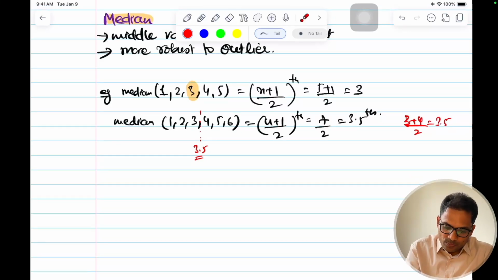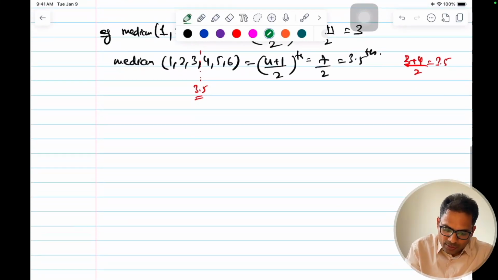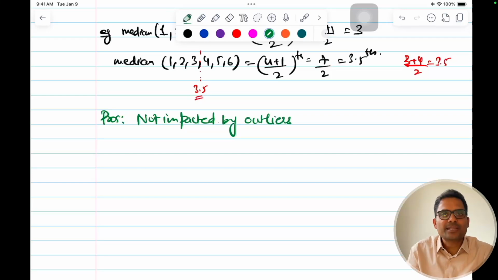So the pro, what I mentioned, is that it is more robust, or not impacted by outliers. This is the problem that we are solving when we have outliers: not impacted by outliers or extreme values. How is it not impacted?